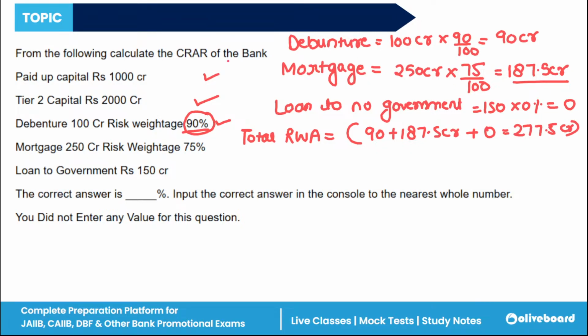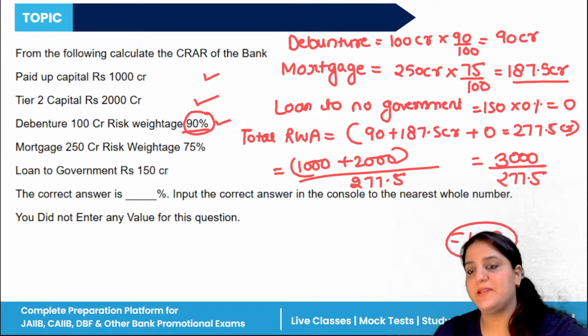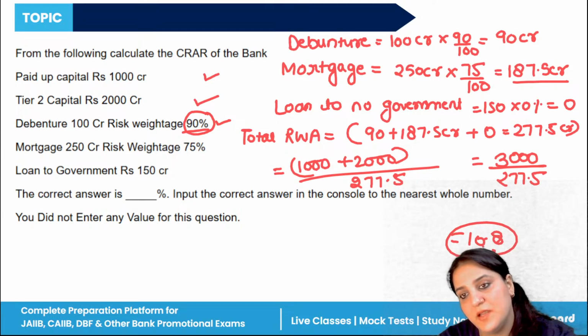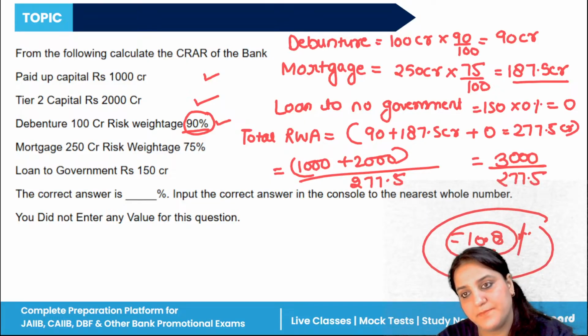Now tier 1 capital, that is paid up capital, is given. We have to add the tier 2 capital, then divide it by 277.5, and when we solve it, this is 30 crore divided by 277.75. After calculating it, we got it 10.8%. Just do the percent here, so that is equals to 10.8%. This is the answer. Okay.